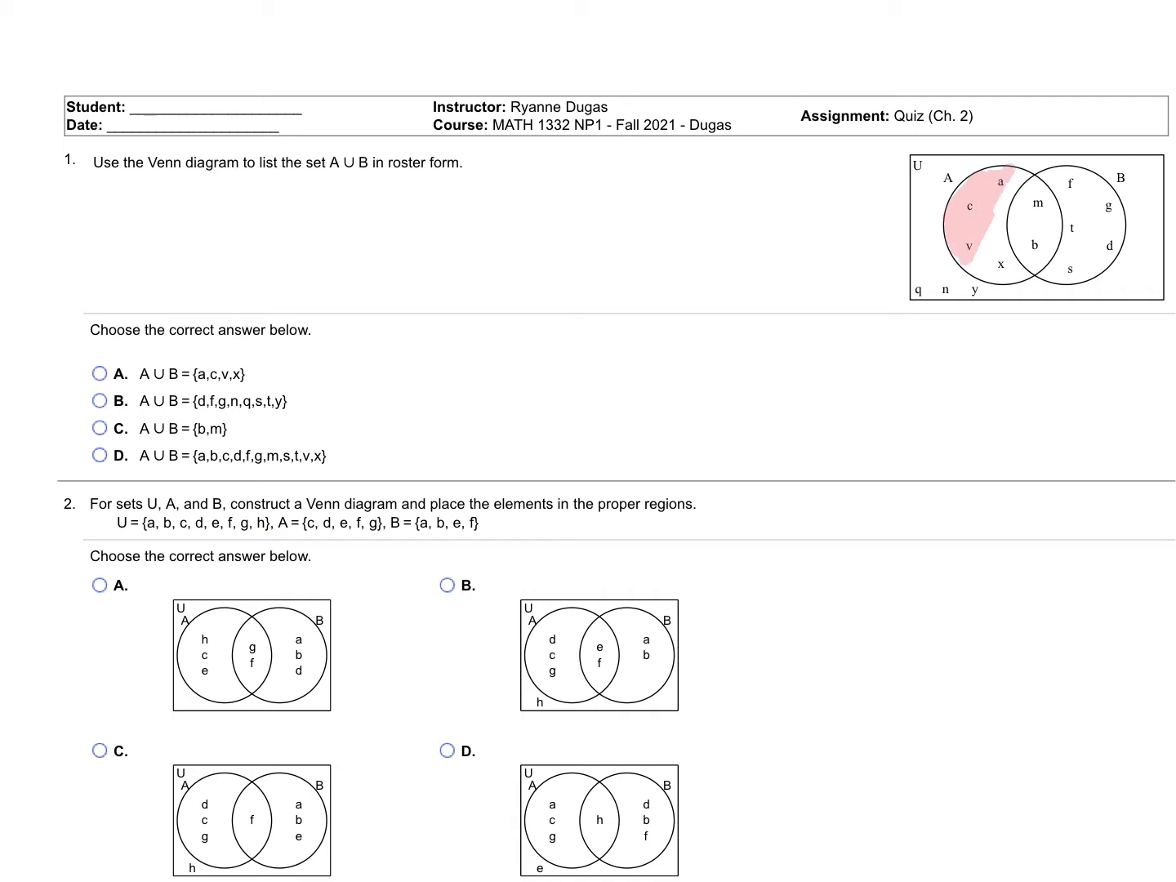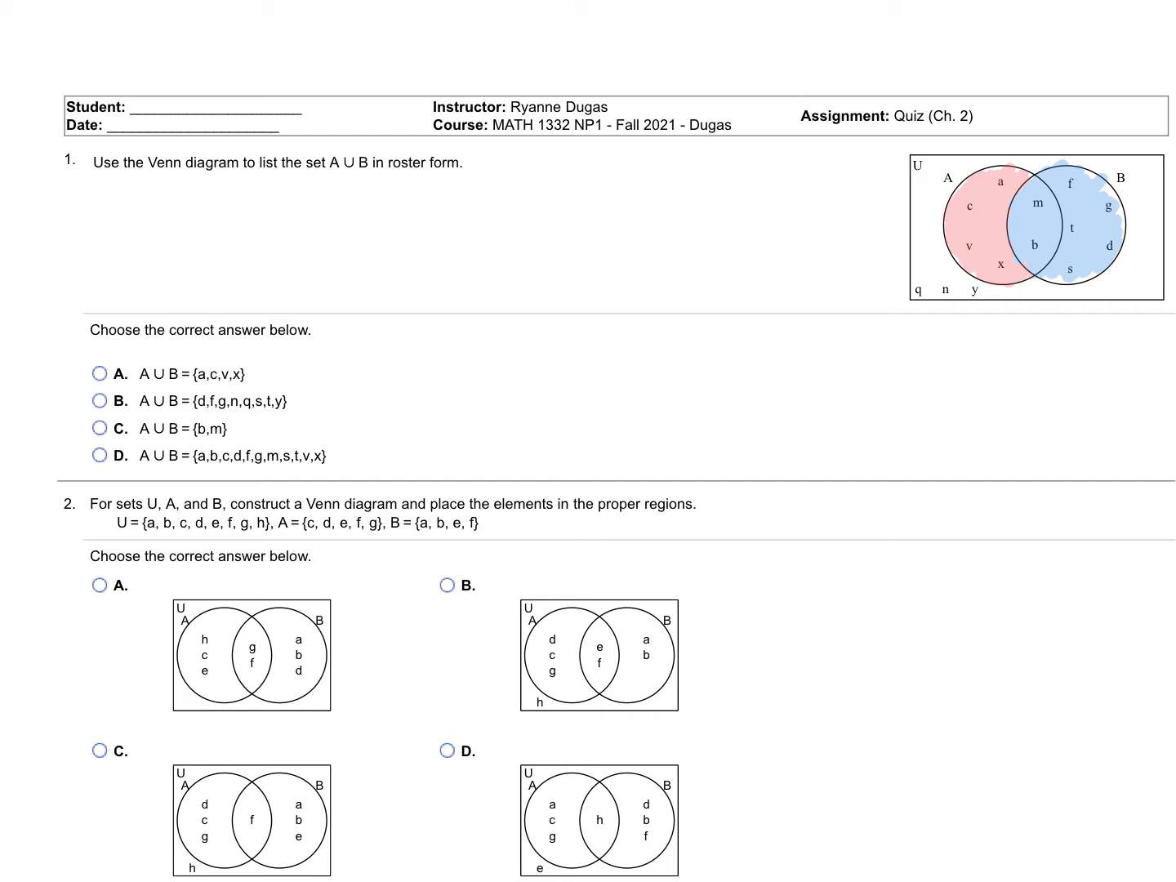So I'm going to color in circle A. By coloring in circle A, I would be including the letters A, C, V, X, B, and M. All of those letters are in circle A. Circle B, I'm going to color that one in blue. When I color that one in, you'll see that we include the letters M, F, G, B, T, D, and S. All of those letters are in circle B. Notice the M and the B are in both circle A and B.